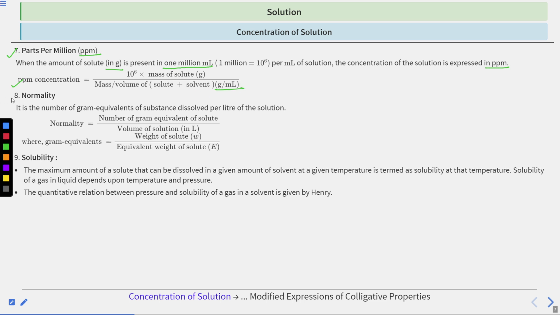Eighth term is normality. It is the number of gram equivalents of substance dissolved per liter of the solution.